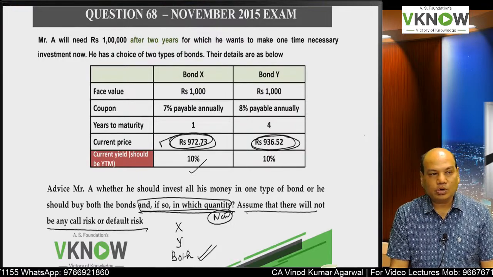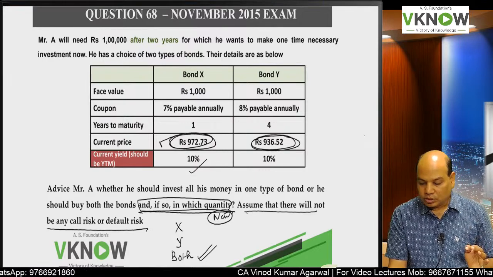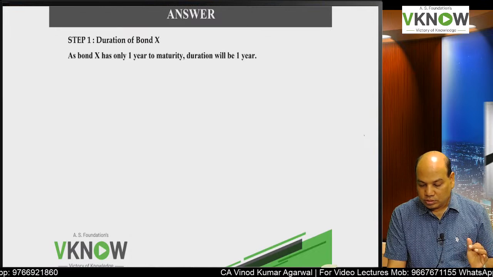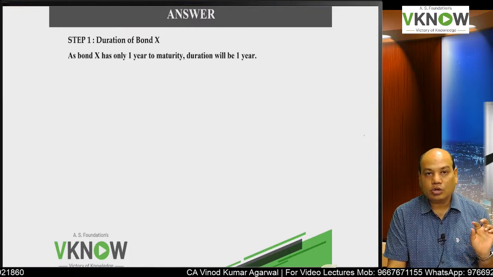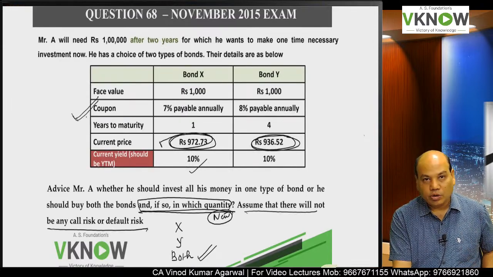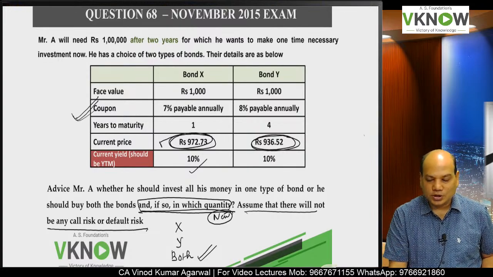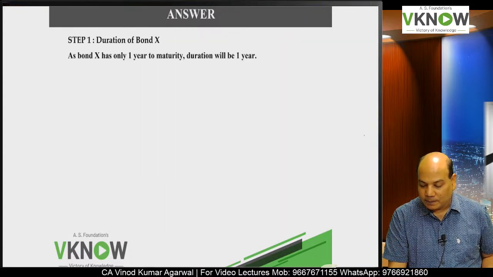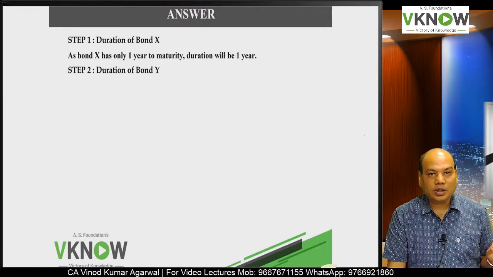That means assume that all cash flows will be paid as promised. So what I need to do, first I will have to find the duration of these two bonds. These are not zero coupon bonds. These are coupon paying bonds. So in a coupon paying bond, we have to compute the duration by applying either the tabular format or the formula.